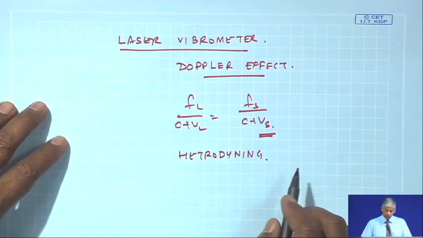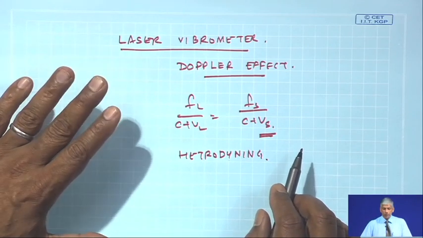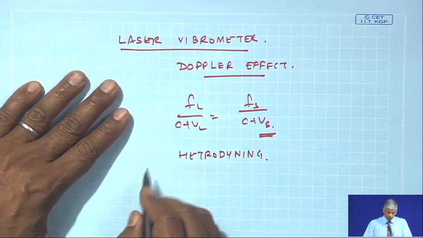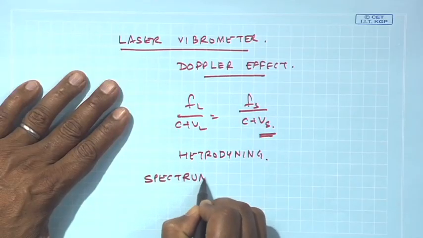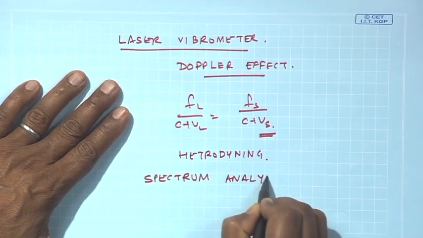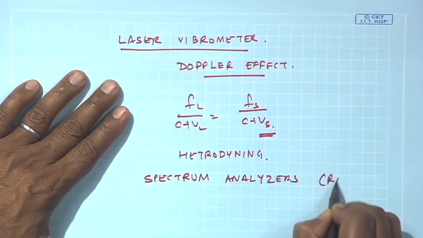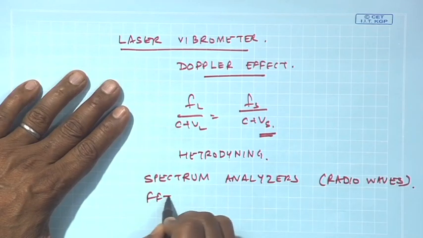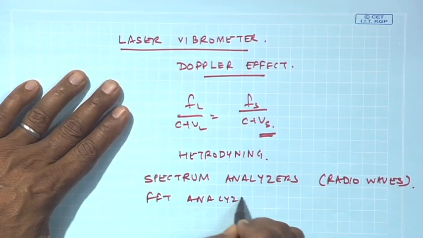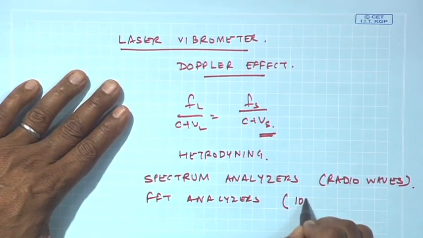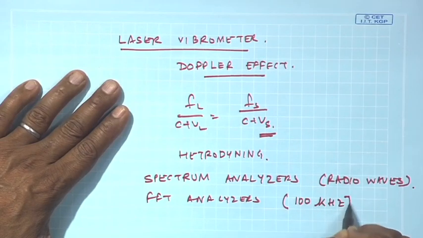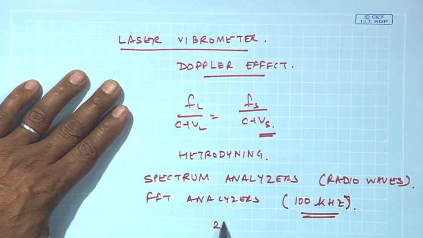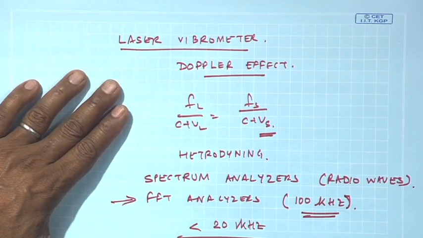Once I know the Doppler shift frequency, I can find out the velocity of whatever your source or target is which is vibrating. And this principle is used in estimation of TV signals. Such analyzers are actually known as spectrum analyzers for radio waves. Our conventional FFT analyzers today have a maximum bandwidth of 100 kilohertz, though for mechanical systems we are happy with signals less than 20 kilohertz. That is the conventional FFT analyzer.